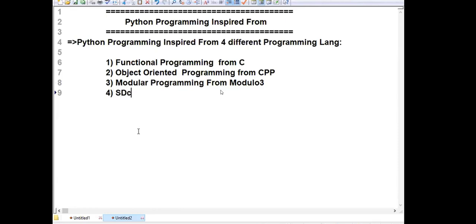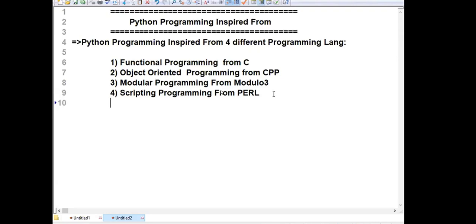And next is called scripting programming language. Scripting programming is inspired from where? Perl. Inspired from Perl. It is another language I am writing: Perl, another programming language. Did you understand, students? Right. Scripting programming from Perl is going to work like this.